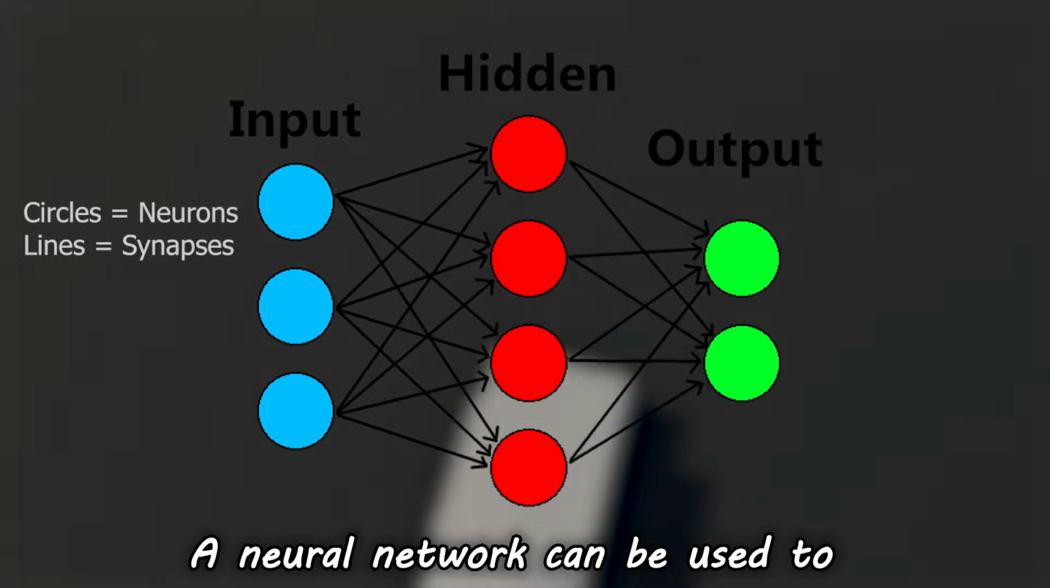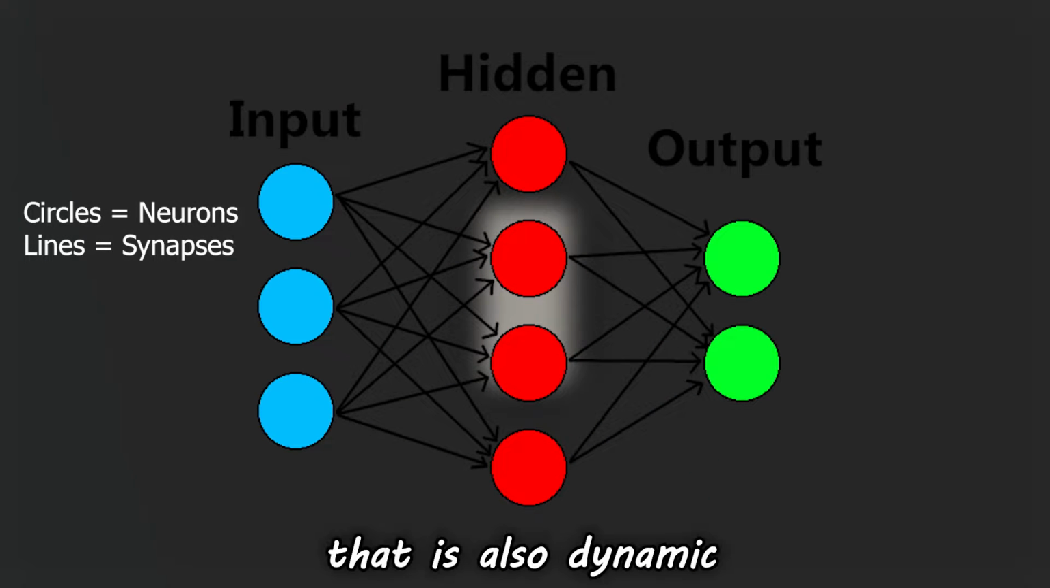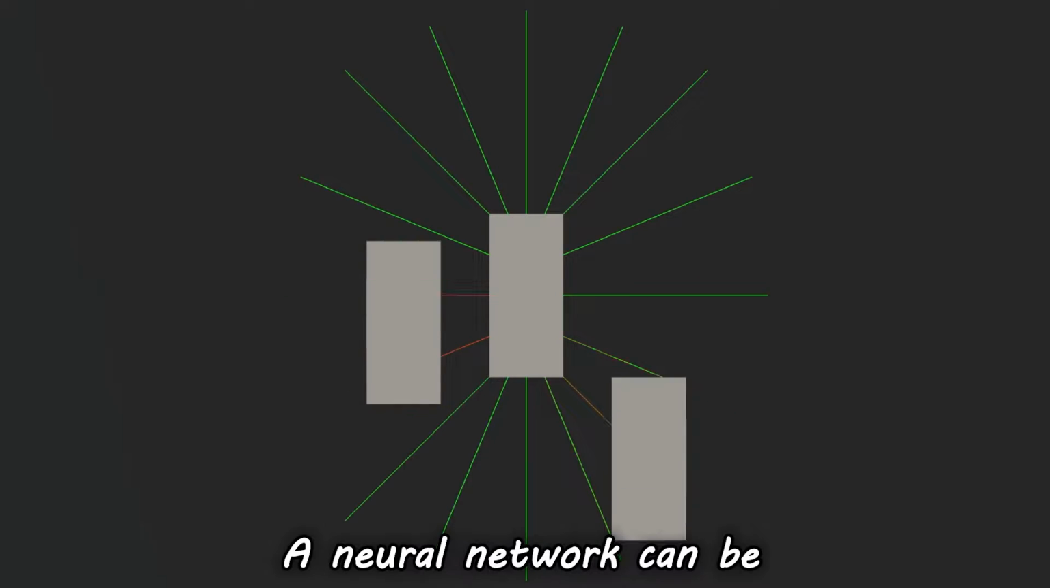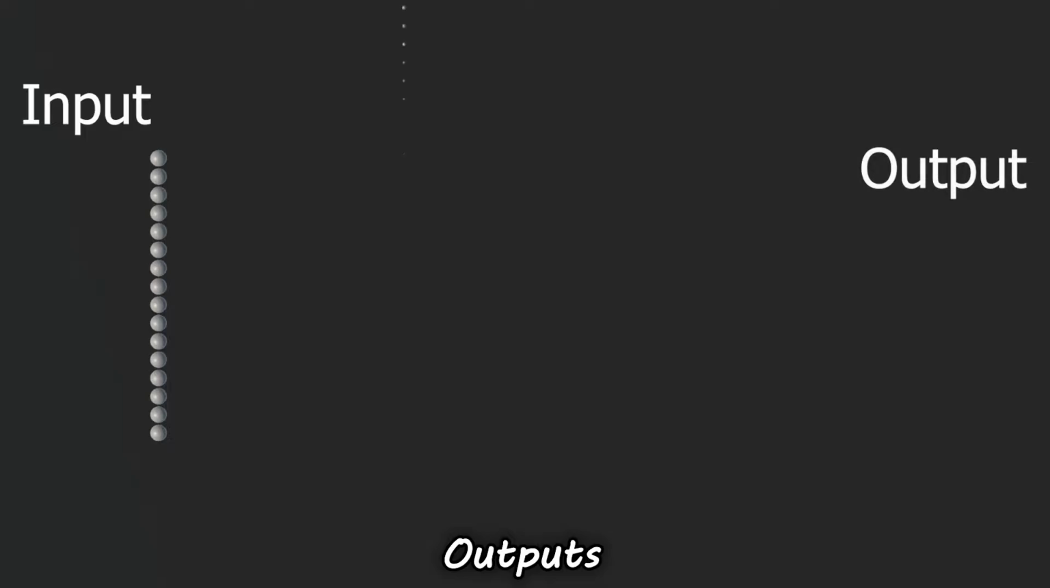A neural network is a way to achieve a complex behavior that's also dynamic from a program. You could describe it as a digital brain. A neural network can be divided into 3 parts: inputs, outputs, and the middle.